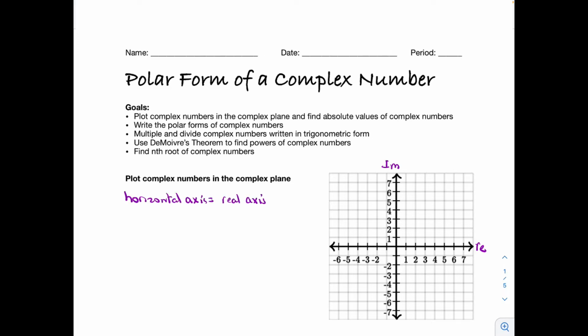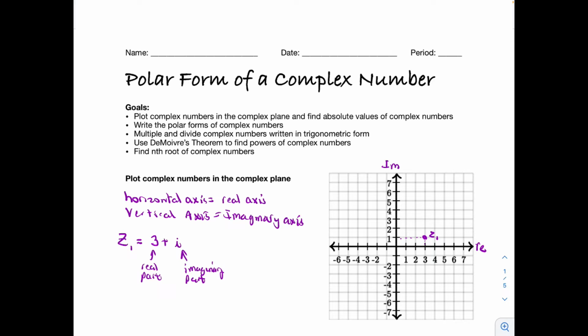So the horizontal axis is the real axis, so you label the real part of the complex number on the real axis, and then the vertical axis is the imaginary axis, or the imaginary part. So if you had the complex number 3 plus i, 3 is considered the real part, and 1i is considered the imaginary part. So to graph this, I would go right 3 on the real axis, and then up 1 on the imaginary axis to make our dot.